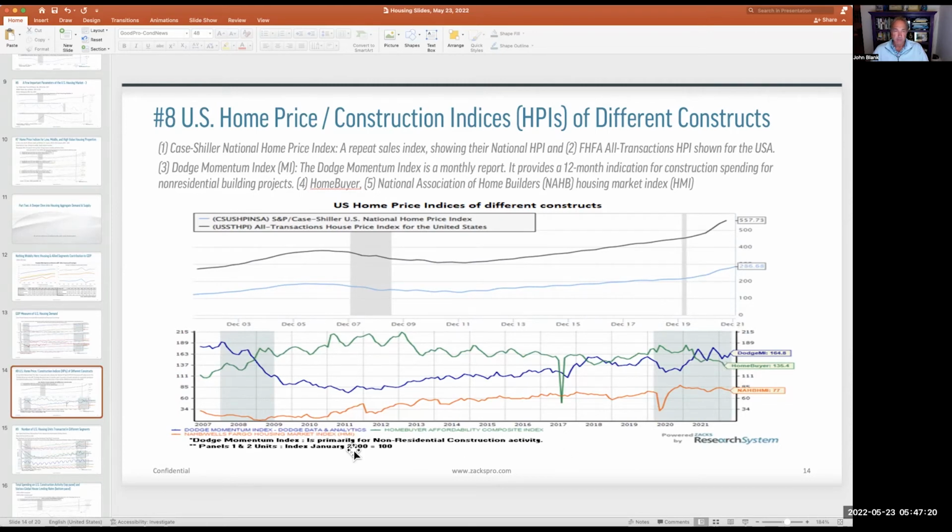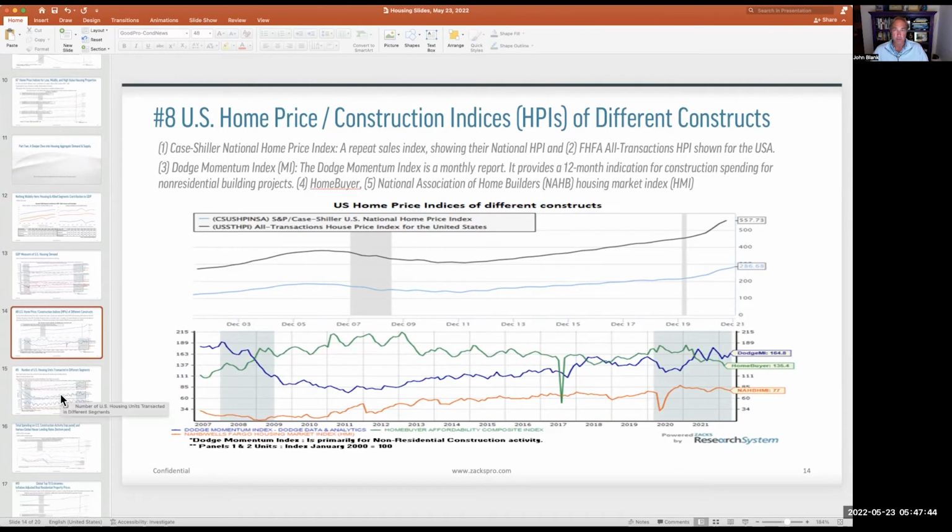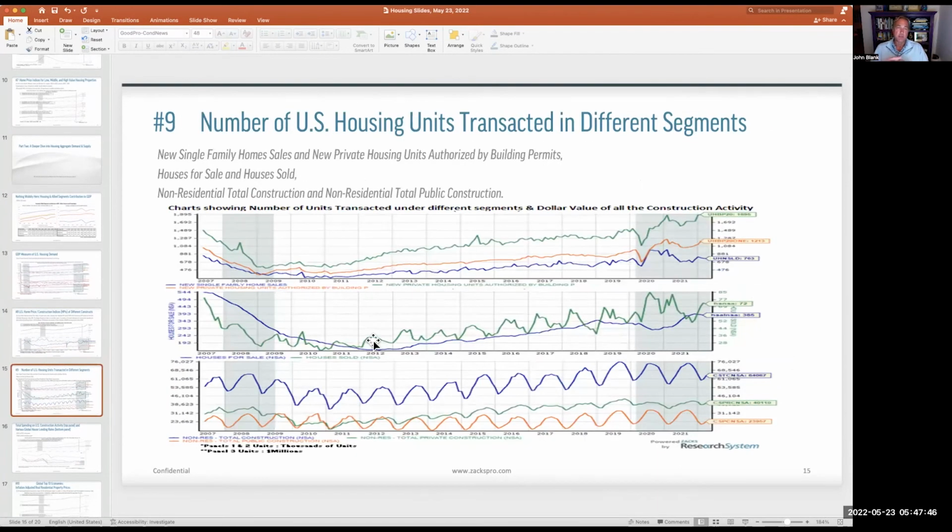That's bearish. Now, the bottom one is the National Association of Home Builders Housing Market Index composite, and that actually still remains quite high. So as you can see, we've got the construction activity holding up really well. That's strong. You've got affordability down, and you've got the overall story basically pretty strong. So again, I would take 8 as a win for the bears, and we'll move to number 9, which is the number of US housing units transacted in different segments.